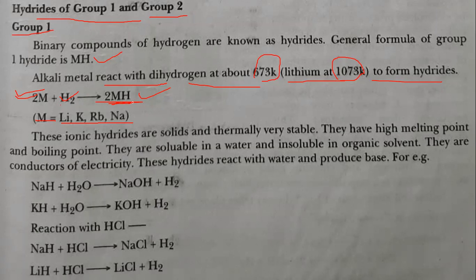They form base. So again we can see here that sodium hydride reacts with water to form sodium hydroxide. Potassium hydride reacts with water to form potassium hydroxide. Then sodium hydride reacts with HCl to form sodium chloride, and lithium hydride reacts with HCl to form lithium chloride. Okay, so these are the things over here.